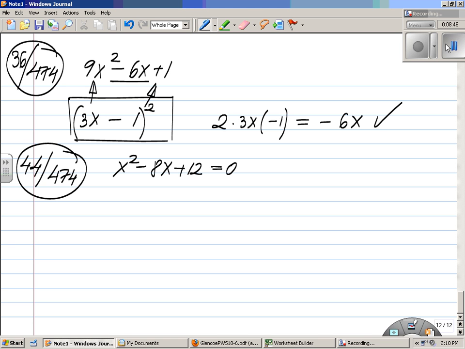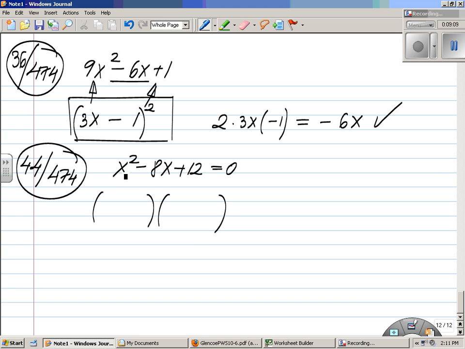First step, check for greatest common factor. Do we have any? No. Check if it's a perfect square. Is that a perfect square? Well, the first number is a perfect square, but the last one, 12, is not. So it's not a perfect square. Now I'm looking for possibilities to factorize this trinomial.